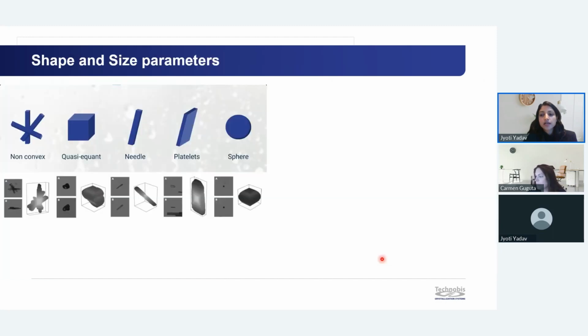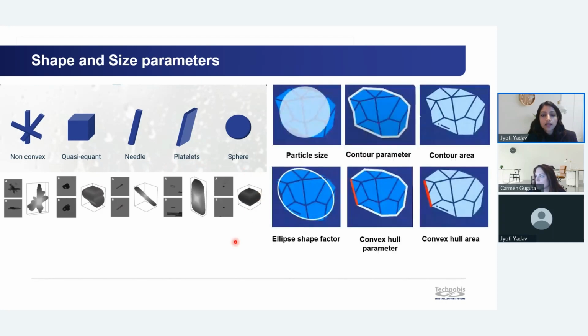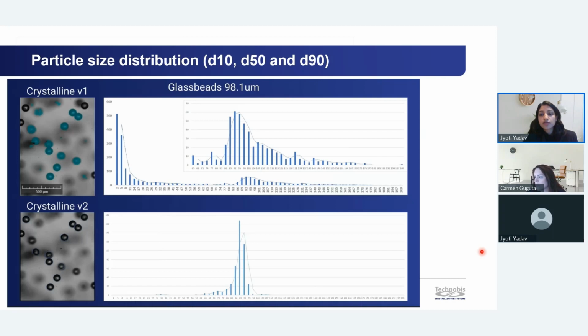The particles are characterized into different shapes such as non-convex, quasi-equivalent, which is equal in all directions and represents cubic-shaped crystals, then needles, platelets, and spheres. And the particle size parameters that are characterized are particle size, which represents the equivalent sphere diameter, contour parameter, contour area, ellipse shape factor, convex hull parameter, and convex hull area. Further, the AI system gives information on particle size and particle size distribution in terms of D10, D50, and D90. This is the verification done with the glass beads of 10 microns size.